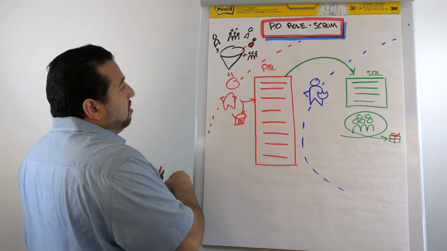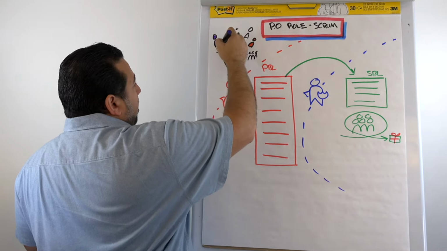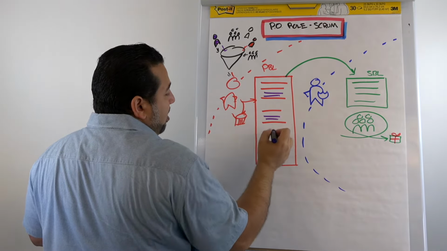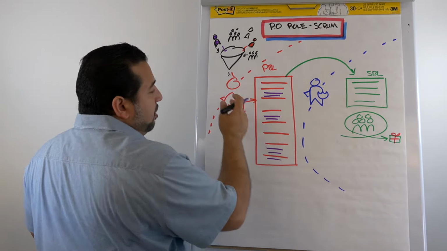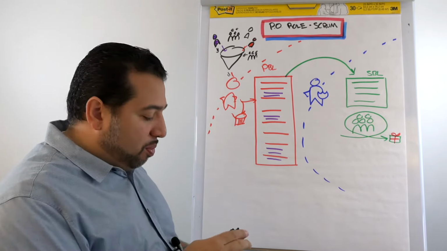Maybe you have somebody else that's providing input on another product. Maybe we have a purple product, and they're providing feedback. And so in your product backlog, you also happen to have purple items. You still have one product owner. You don't have multiple product owners. You still have one product owner.